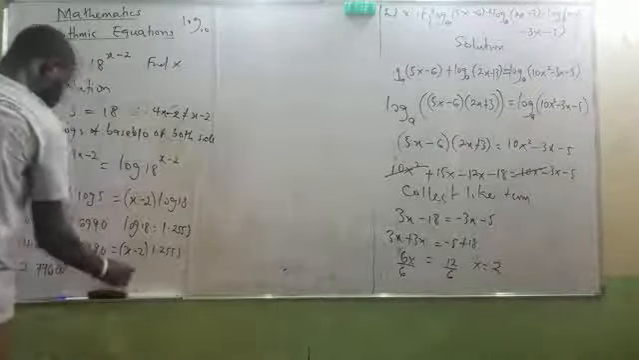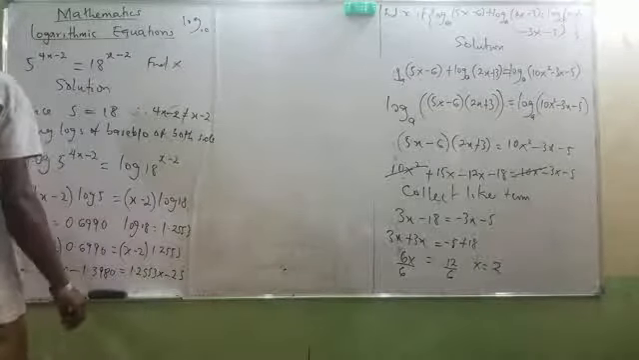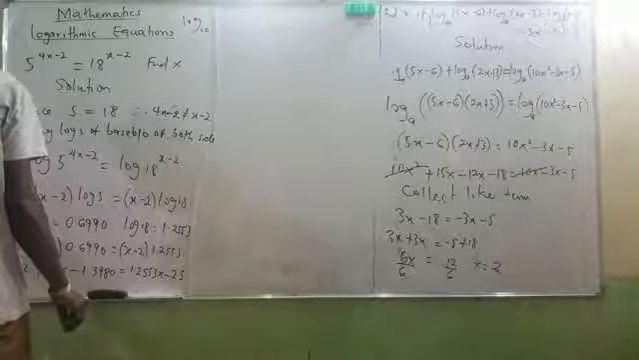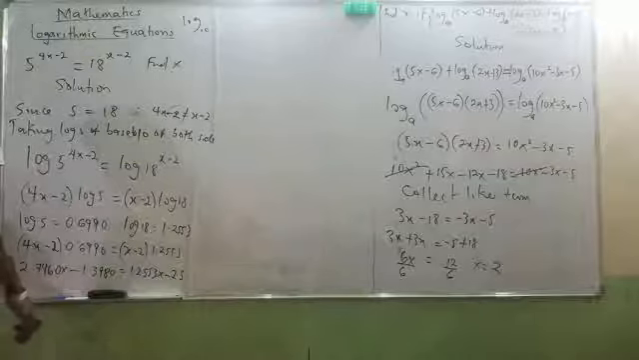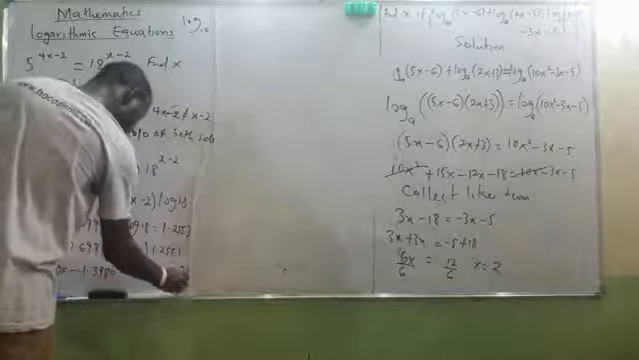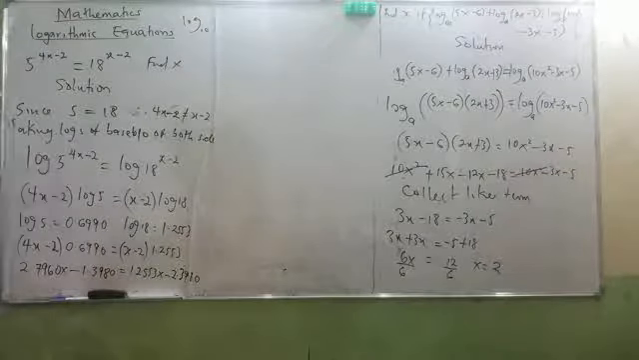Which will be equals to 1.2553x minus, this times this, it will be 1 times 1... Okay, permit me to quickly drop.